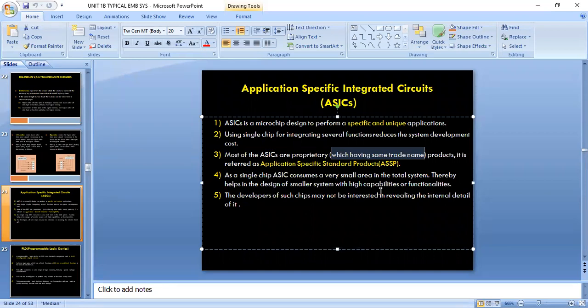Only thing is, whenever we are going for an integrated circuit, it should come at less price. It should occupy less space. It should consume less power. It has to perform sophisticated, complex operations, right?